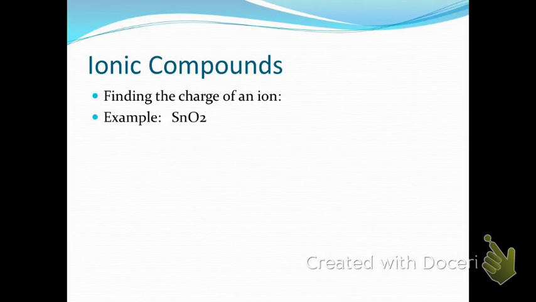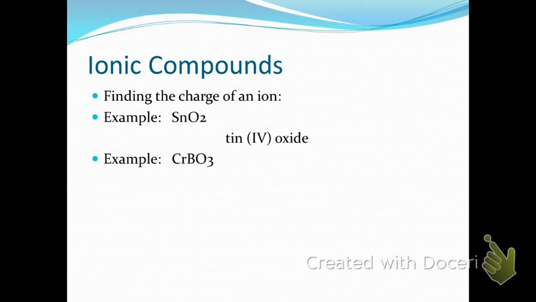So here's another example of how to find the charge of the ion. So in SnO2, there are 2 oxygens. So 2 oxygens times the charge of the oxygen on the periodic table, which is 2-. 2 times 2 gives you 4, and then you divide by the number of tins, which is 1. 4 divided by 1 gives you a 4. You write a Roman numeral 4 in parentheses, and you get tin 4 oxide.